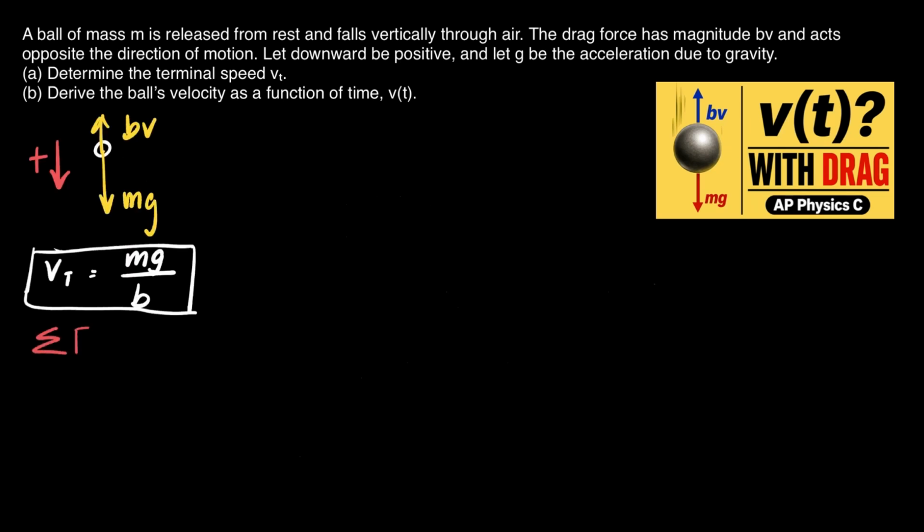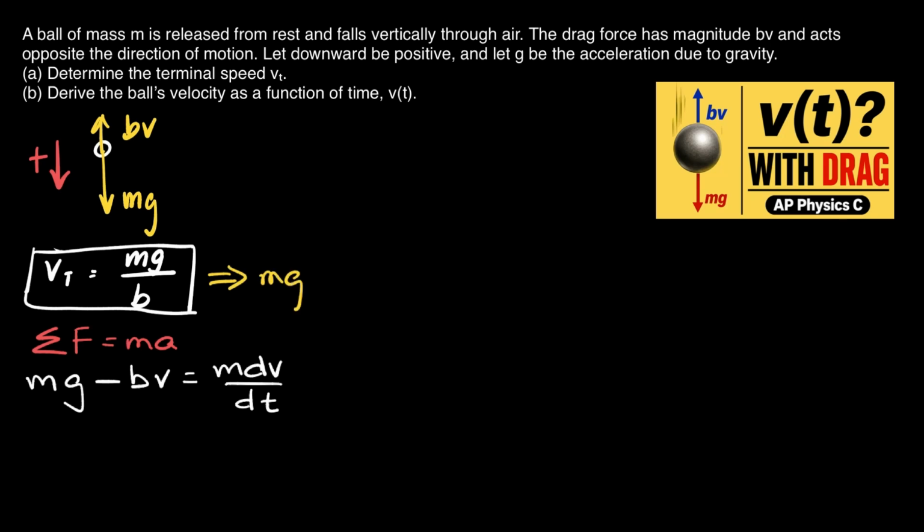Next, we will derive the ball's velocity as a function of time, v of t. We will once again start with Newton's second law: net force equals ma. Applying Newton's second law to our problem, we get mg minus bv is equal to m dv over dt. The reason we have dv over dt is because acceleration is the derivative of the velocity with respect to time.